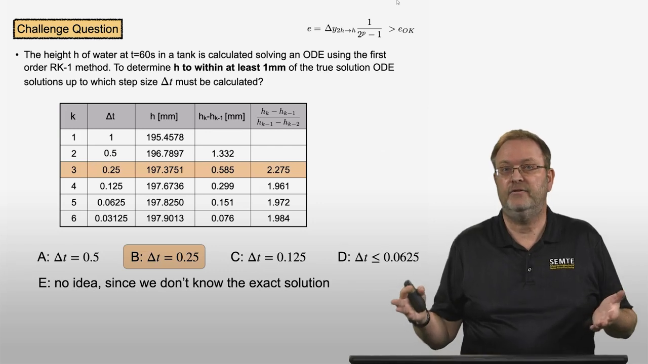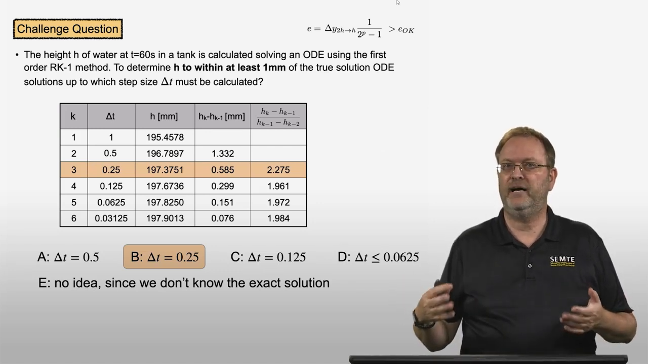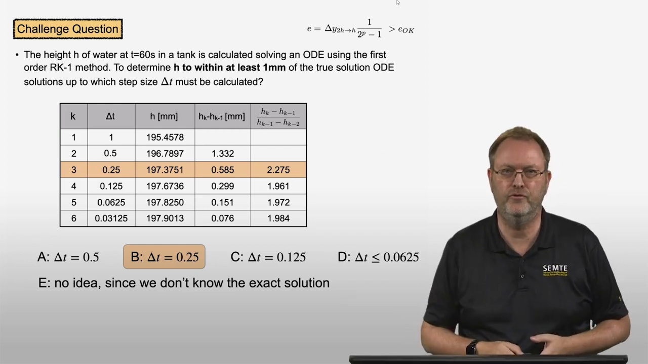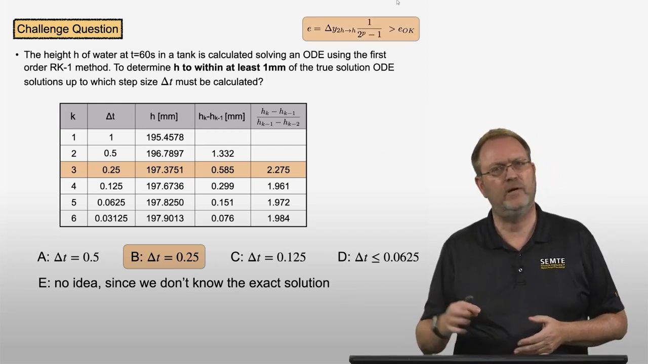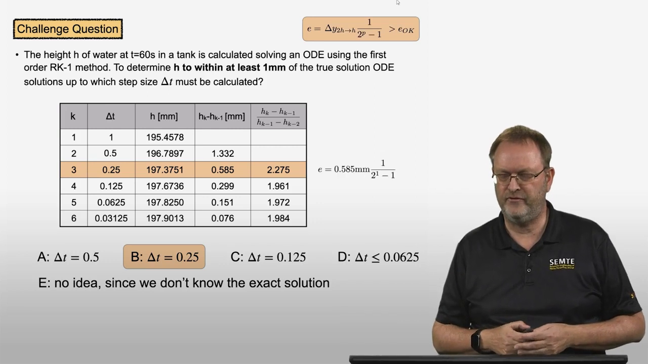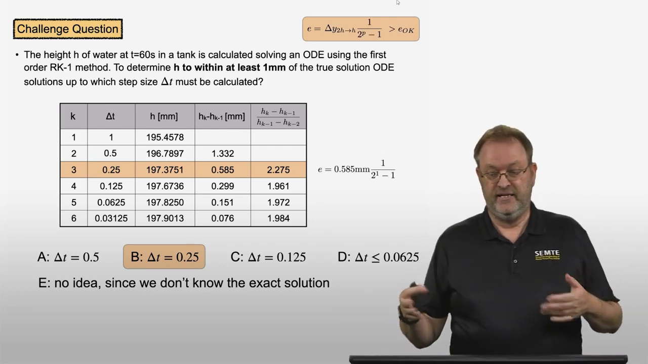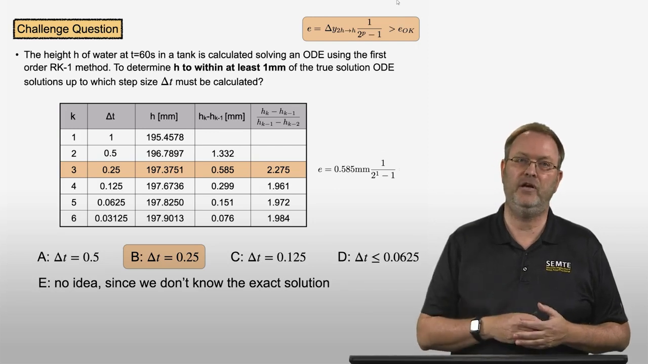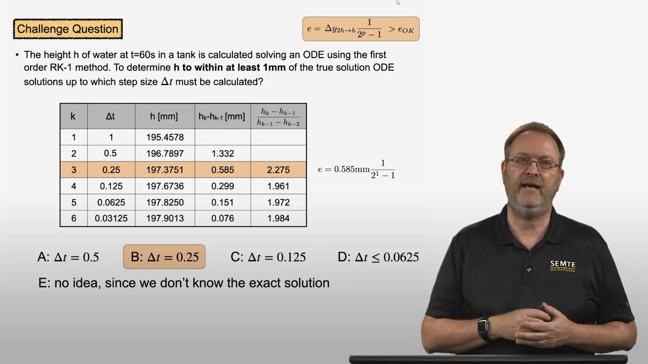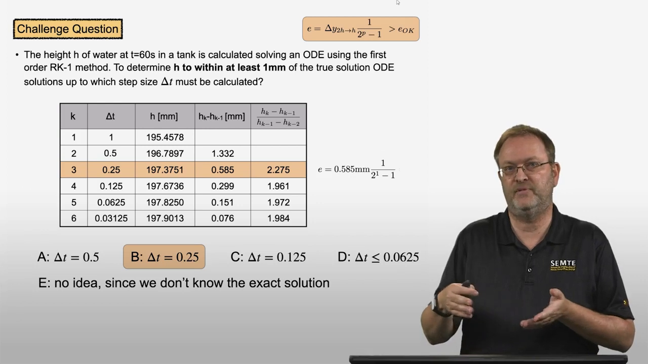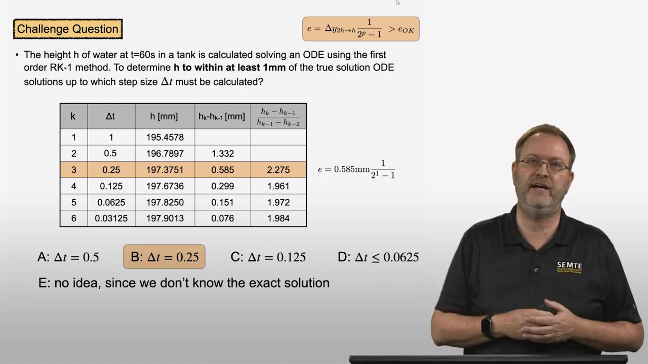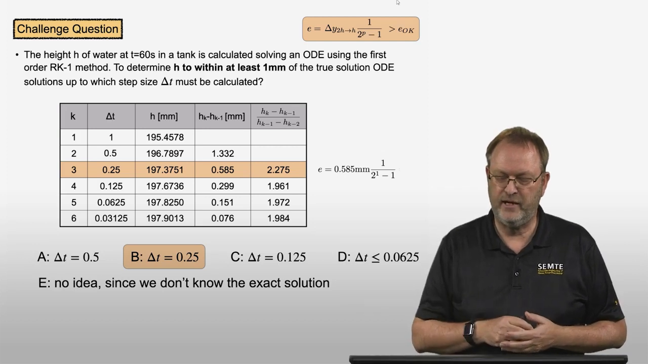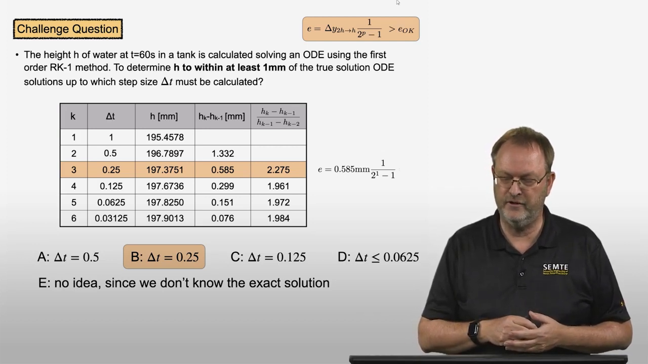Okay, so the correct answer here would be that we have to perform calculations up to a delta t of 0.25. Now, why is that? Well, let's apply the formula that we derived previously. This E value would be the change that we obtain when we run a simulation of step size 0.25 compared to the prior step size of 0.5. And that change here is given in the table as 0.585 millimeters.